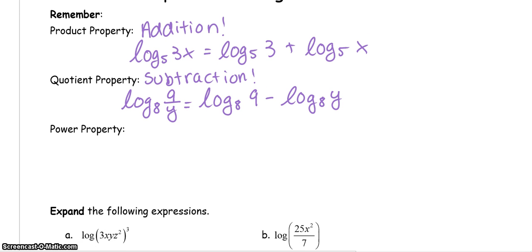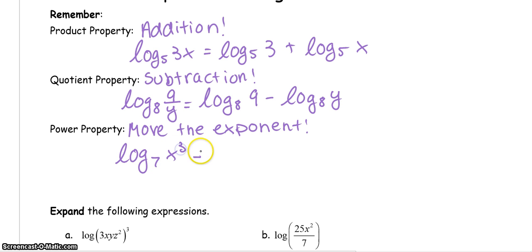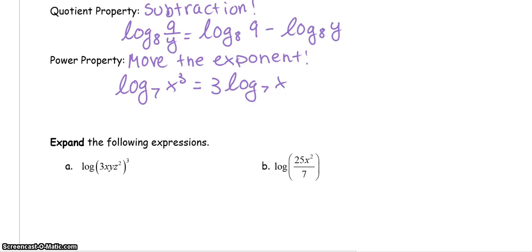The last property we learned was the power property, and that corresponds with moving the exponent. An example of that is the log base 7 of x to the third is equal to 3 log base 7 of x. Now, I know I went through those a little fast, but that is just a review of Level A. If you need to pause the video to write those down, feel free.